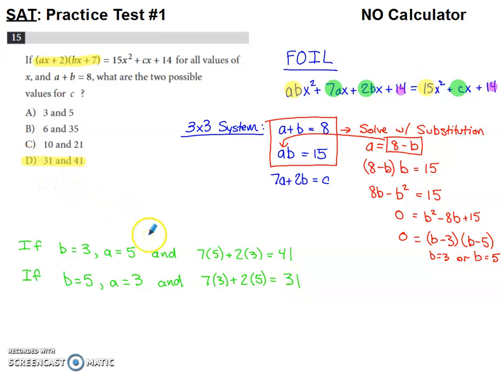So definitely weird, definitely lengthy. Hopefully that made some sense.